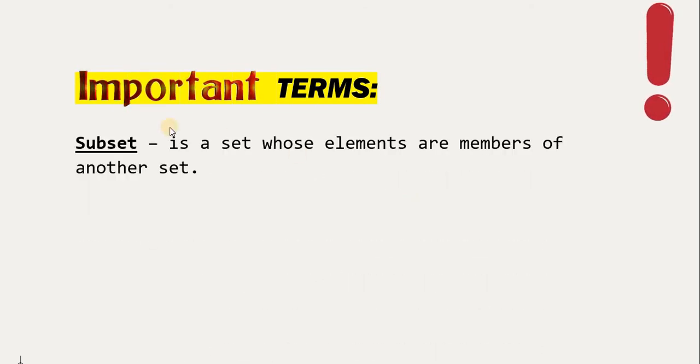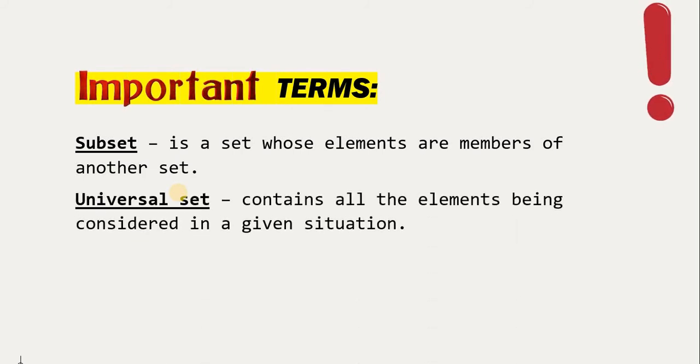So, these are another important terms that you need to remember and understand. Subset. It is a set whose elements are members of another set. Okay? So, ibig sabihin, yung mga elements ng subset na yun ay nandoon sa universal set natin. Ngayon, let's define universal. Mamaya magbibigay ako ng mga examples. Universal set contains all the elements being considered in a given situation. Ayan. So, yung kabuuan ng set, ang tawag doon ay universal set.